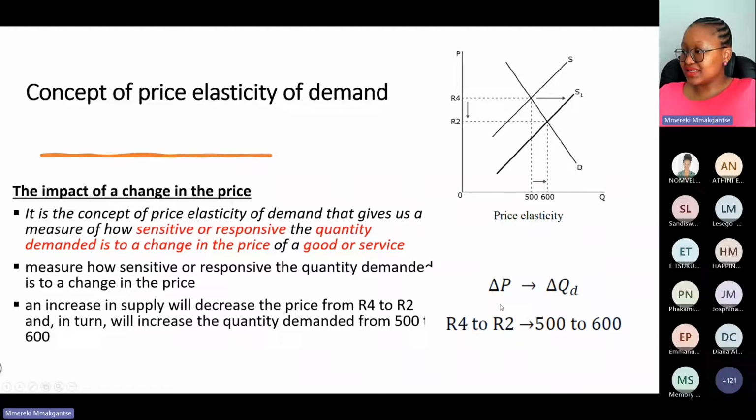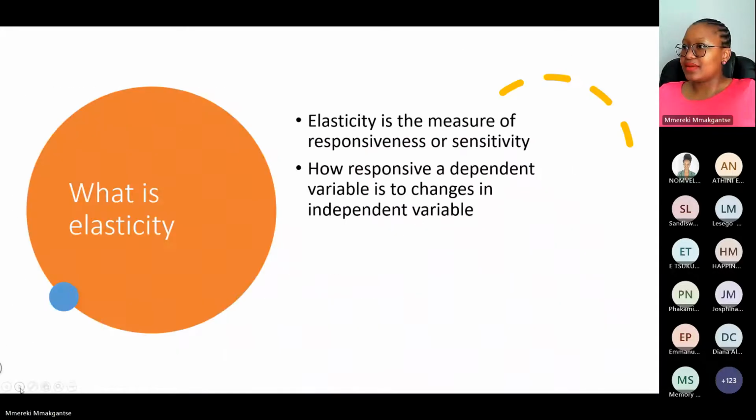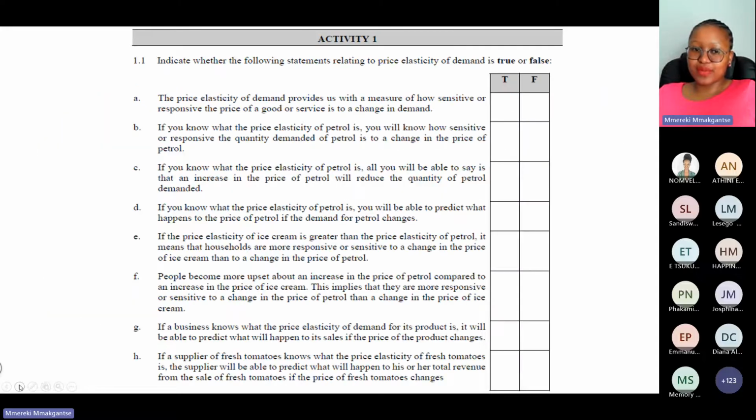So with price elasticity, a change in price. This triangle, my friends, when you see it on my slide, remember, it is a change. It's also like that in your study guide. So the change in price leads to a change in quantity demanded, as shown here. Now, what is elasticity? Elasticity is the measure of responsiveness or sensitivity: how responsive a dependent variable is to changes in an independent variable.